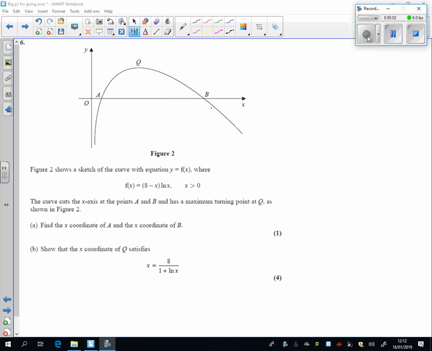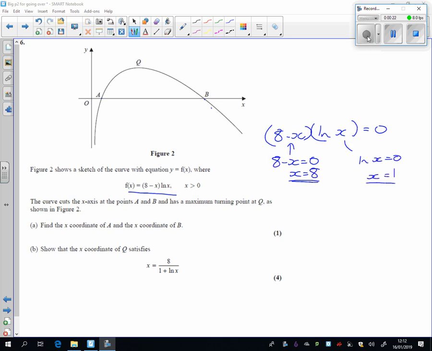For question 6, we've been given a function here, and we were asked when does it cross the x-axis, or when does it equal 0. So if this is going to equal 0, there's 2 points. Either this part here equals 0, so that just gives me x equals 8, or the other part, ln x, is equal to 0, and that of course is when x is equal to 1. There's only 1 mark, so you don't need to do too much work for that.